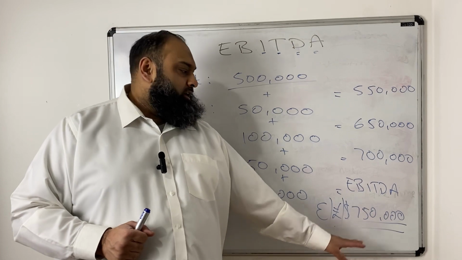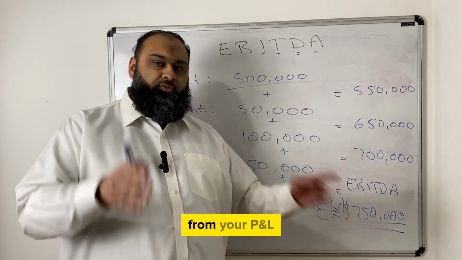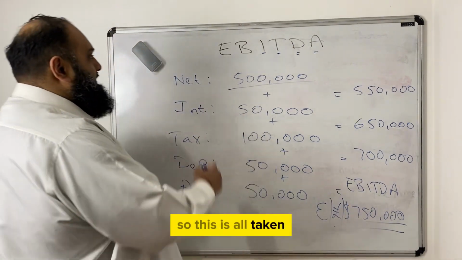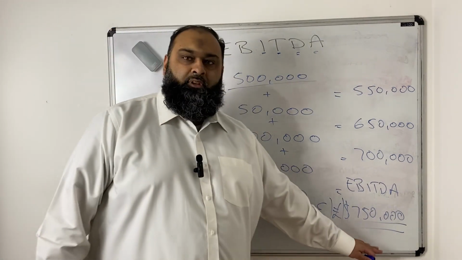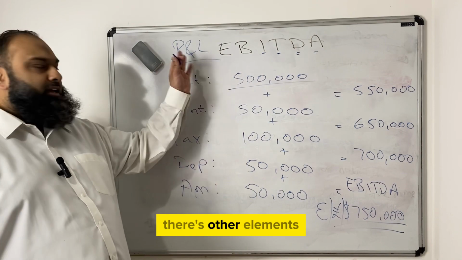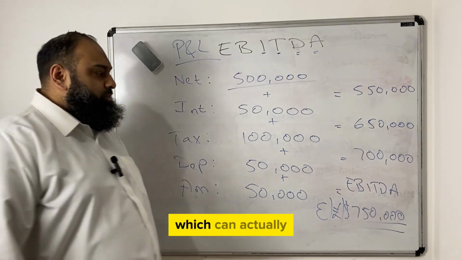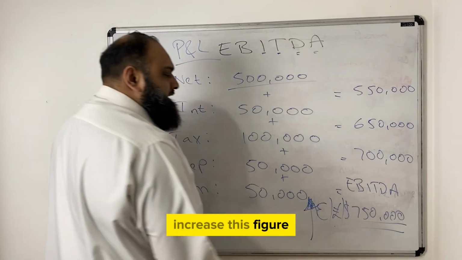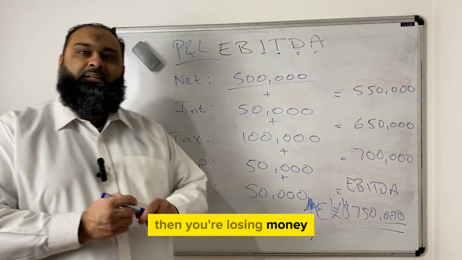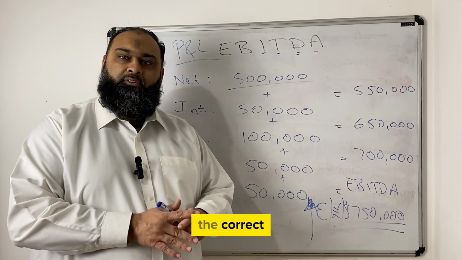Remember, this 750 can be increased as well. There are elements that can be increased just from your P&L. This is all taken from your profit and loss statement. And there are other elements on your P&L which can actually increase your EBITDA figure. And if they can, you're leaving money on the table if you're not getting the correct advice.